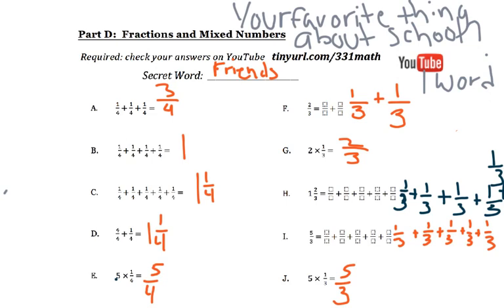A is 3 over 4. B is 1 whole. C, 1 and 1/4. D, 1 and 1/4 again. E, 5/4. F, 1/3 plus 1/3. G, 2/3. H, 1/3 5 times. I, 1/3 5 times again. And J, 5 over 3.